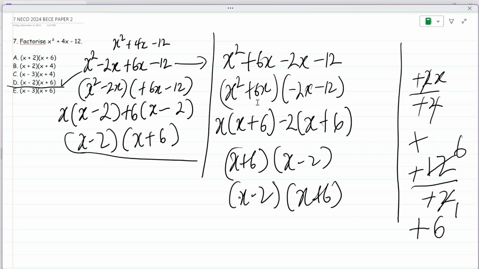We see that putting either plus 6x first or minus 2x first, you still get the same answer. But I know most of you would prefer the first method we used. But in some cases, you might get questions where you have a negative somewhere around here and might have to use this to solve. So you have to still learn this and make sure you master it.